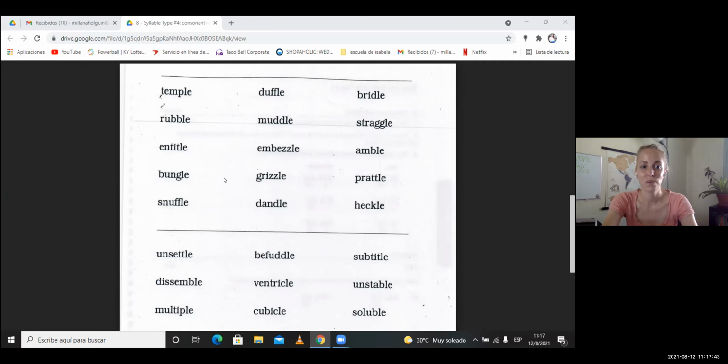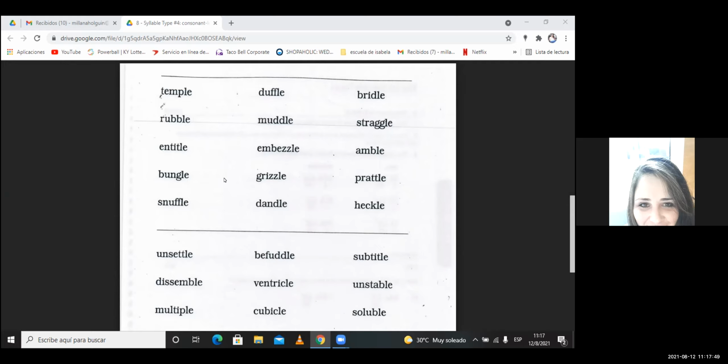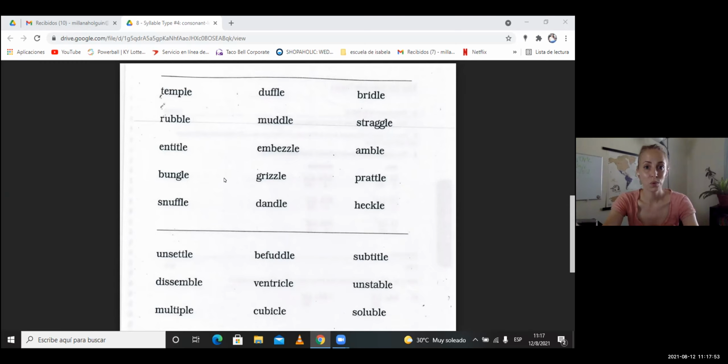The next, rebel. So don't forget our rules of syllable division and the different syllable types and the pronunciation of those syllables. Okay, keep going with practice.